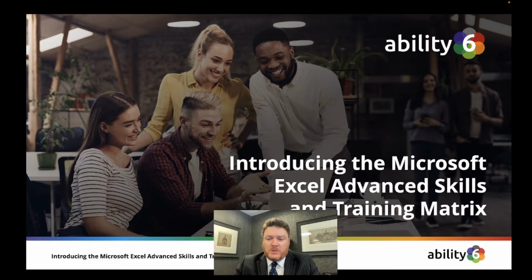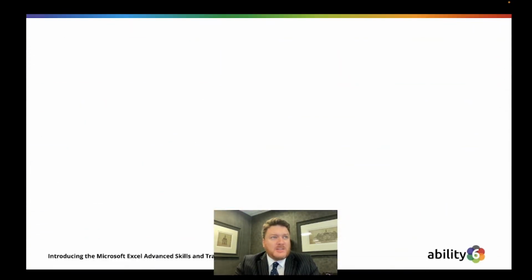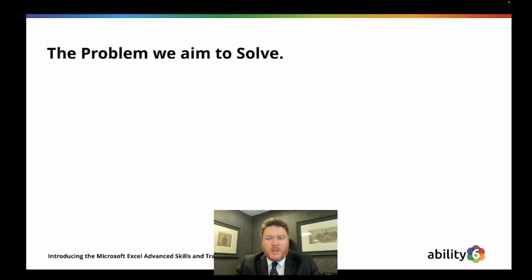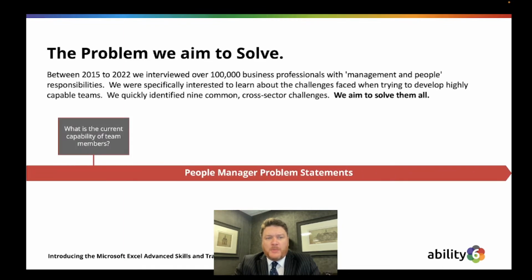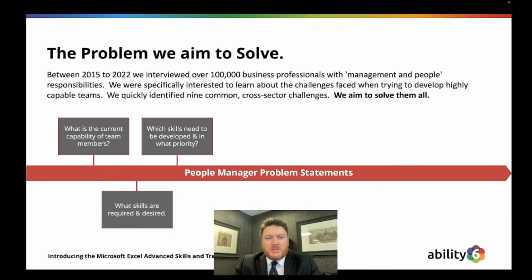Ability 6 conducted research with over 100,000 professionals since 2015, asking them specific questions around the problem statement of employee development. And what we found were some common trends. These common trends were: what is the current capability of team members within the team, within the organisation? What skills are required, and a growing trend in terms of what are desired, which skills need to be developed, but critically in what priority they need to be developed.